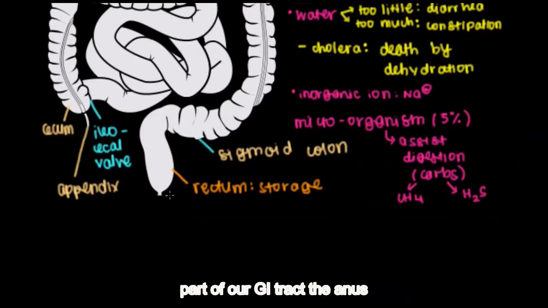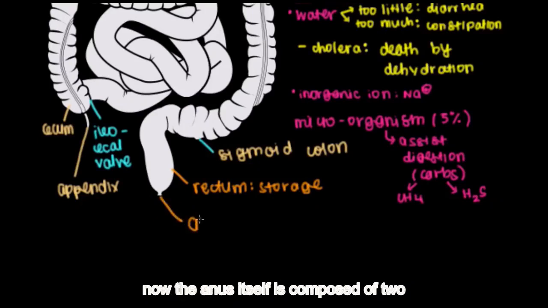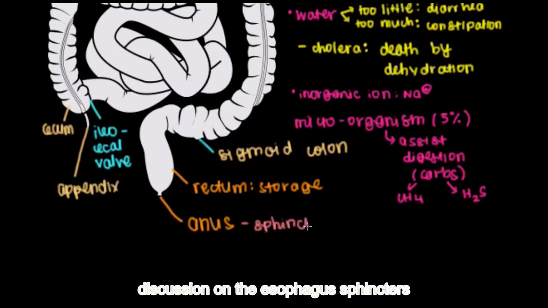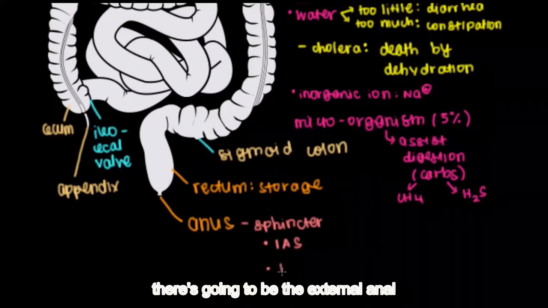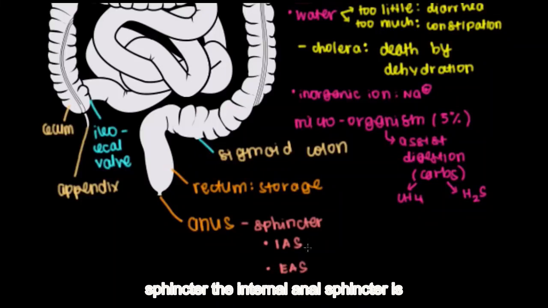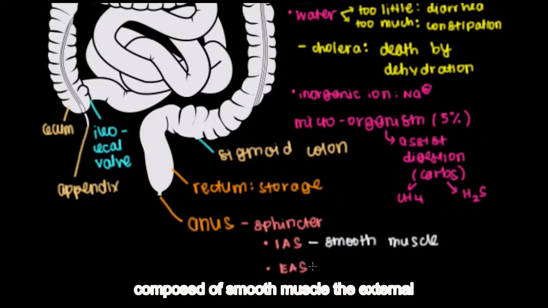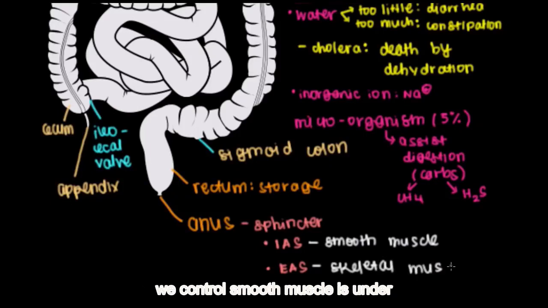What about the last part of our GI tract, the anus? The anus itself is composed of two sphincters. As you might recall from our discussion on the esophagus, sphincters are just muscles that close off a hole. There are two sphincters that are responsible for the anus: the internal anal sphincter and the external anal sphincter. The internal anal sphincter is composed of smooth muscle. The external anal sphincter, the one that's sort of wrapping around the internal anal sphincter, is composed of skeletal muscle. Skeletal muscle that we control. Smooth muscle is under involuntary control.